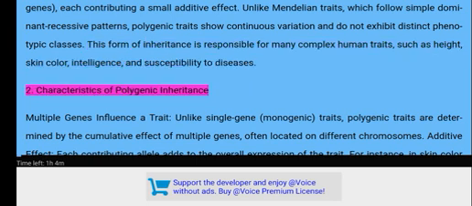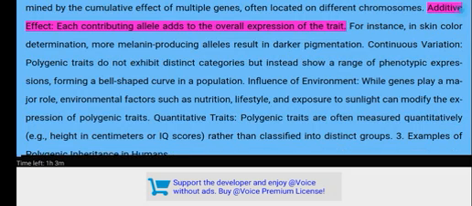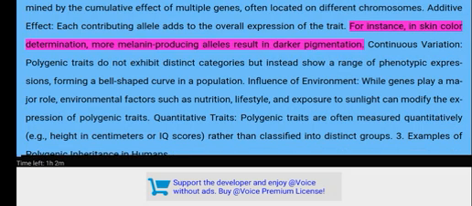to diseases. 2. Characteristics of polygenic inheritance. Multiple genes influence a trait. Unlike single-gene monogenic traits, polygenic traits are determined by the cumulative effect of multiple genes, often located on different chromosomes. Additive effect. Each contributing allele adds to the overall expression of the trait. For instance, in skin color determination, more melanin-producing alleles result in darker pigmentation.